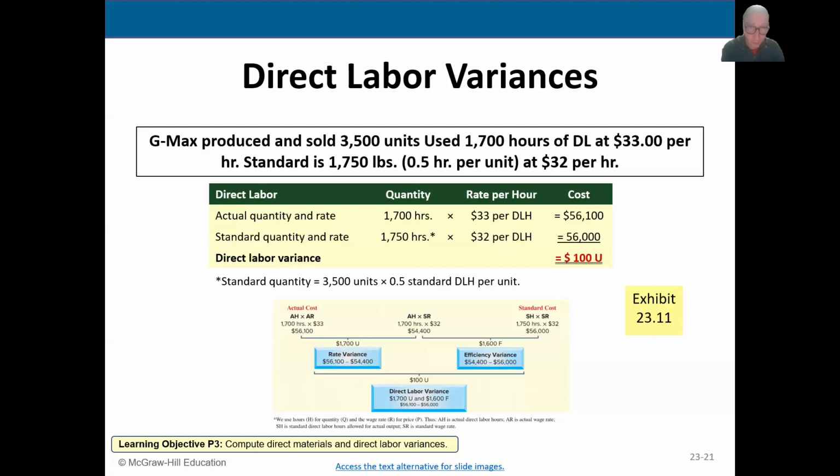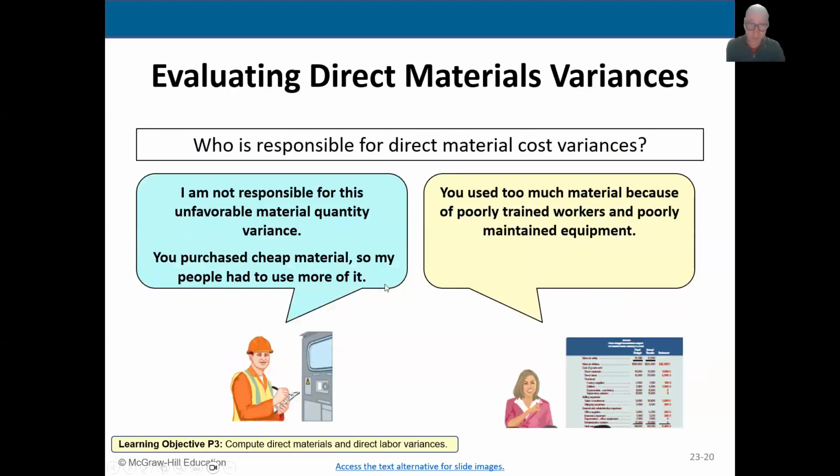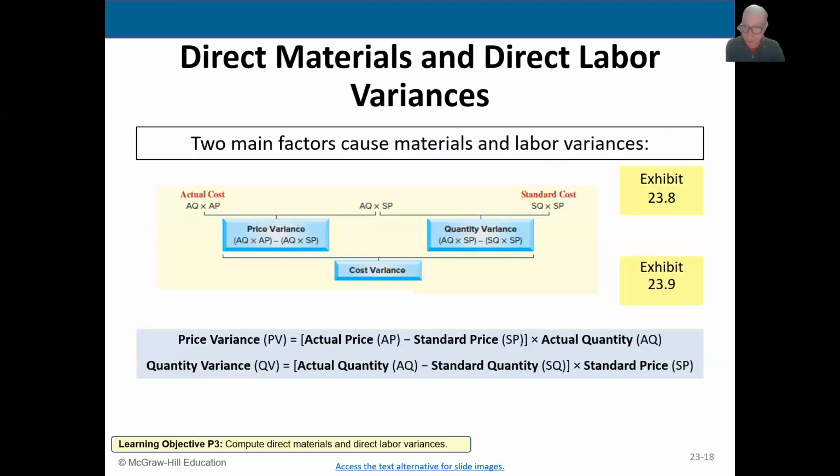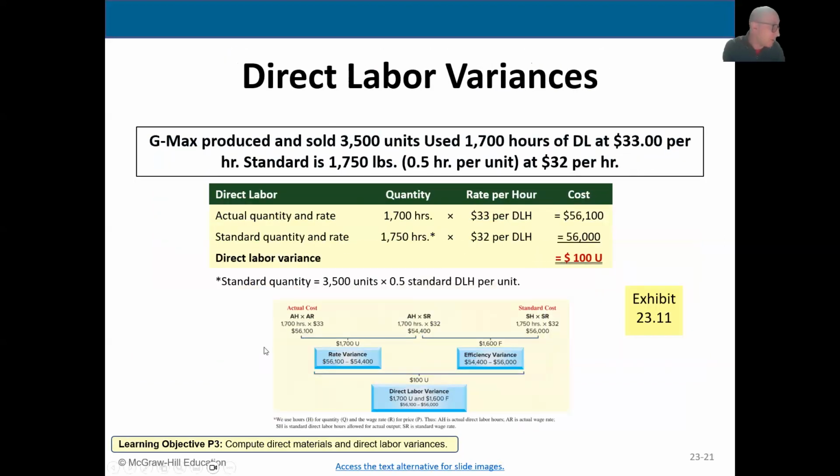The actual minus the standard, 1,700 minus the standard of 1,750 is 50, right? So the difference is 50. Was it times the standard or the actual? I forget. I'm sorry, times the actual. Actual minus the standard, 1,700 minus 1,750, that's 50, times the actual, $33. So 50 times 33, 1,700. So that gives us the rate variance.